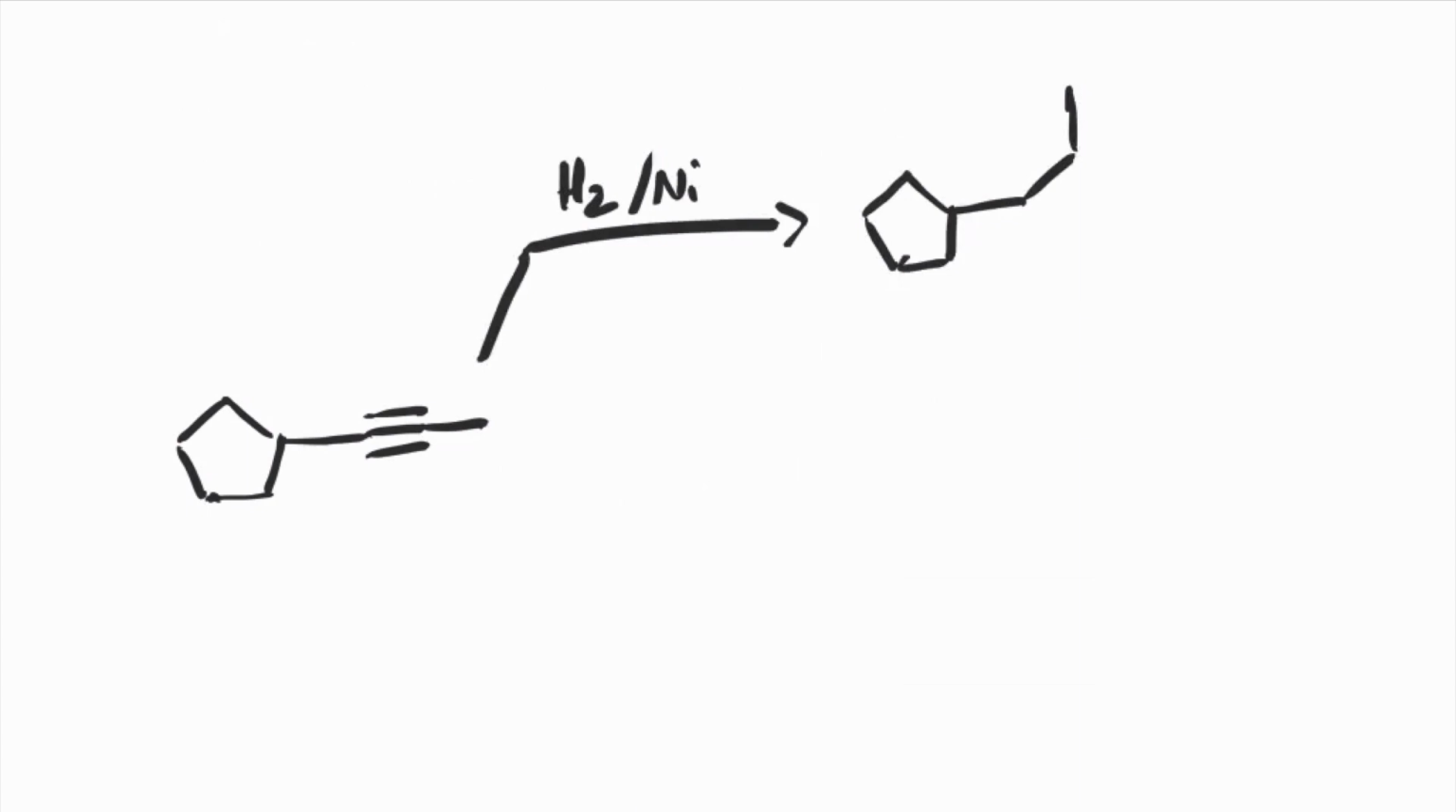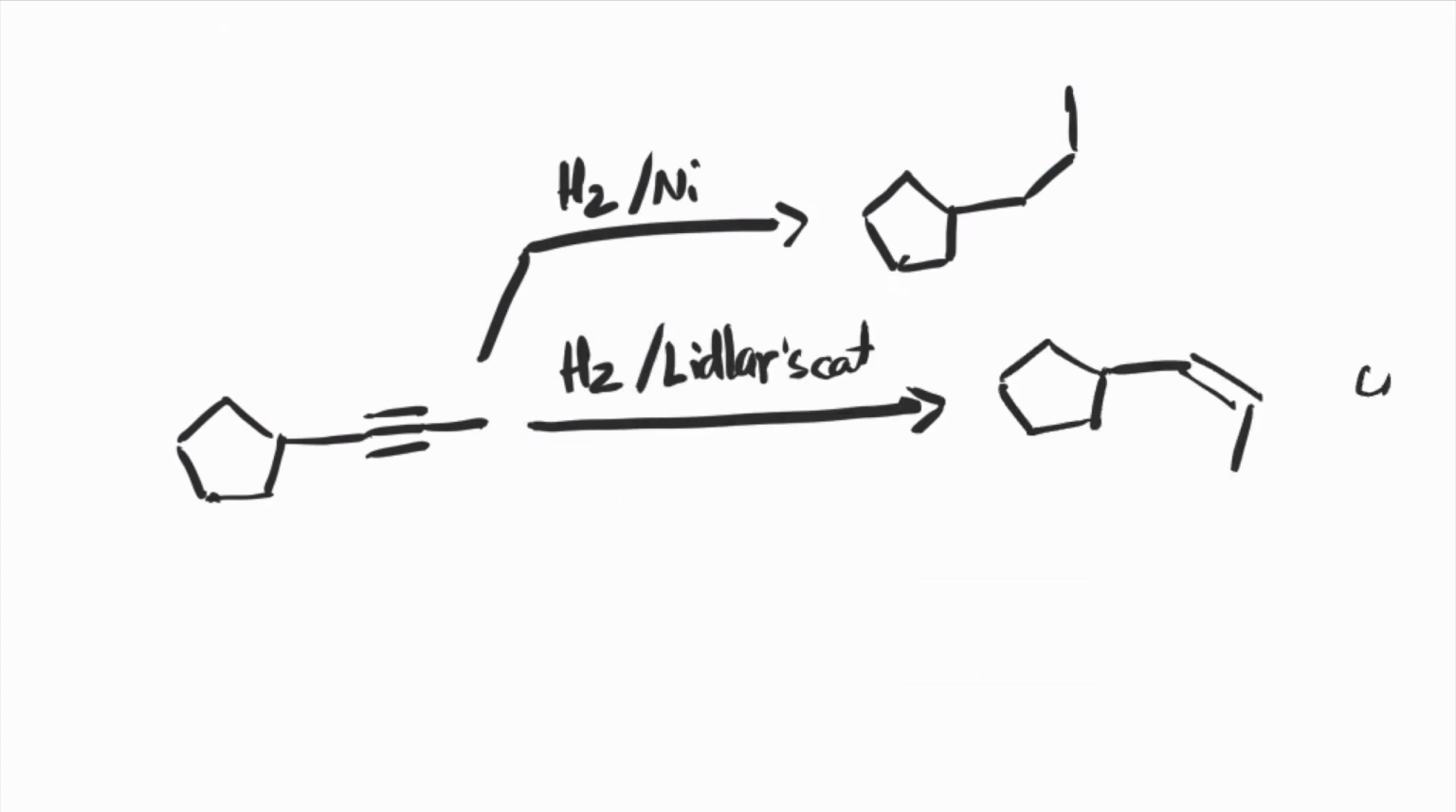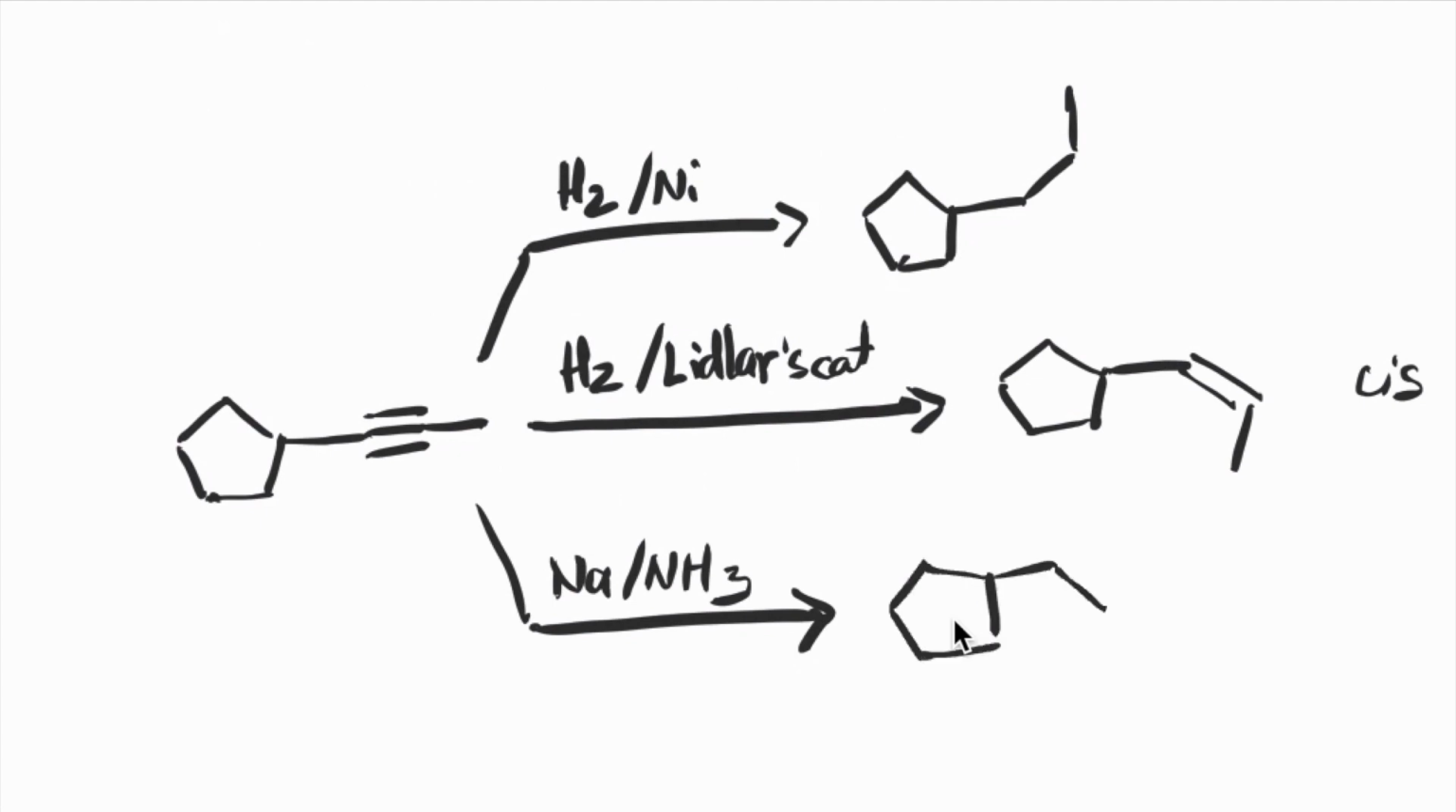Okay, so let's do predicting products here. If you had this terminal alkyne, what would happen if you submitted it to hydrogen gas and nickel? Hopefully you see that you do generate the alkane, total reduction of all the pi bonds there. What happens if you do that with hydrogen gas again, but this time with Lindlar's catalyst? What would you get? You would get the cis alkene, right? And then lastly, what happens if you submitted it with sodium metal and liquid ammonia? Hopefully you see that you will get the trans form of the reduced alkene.